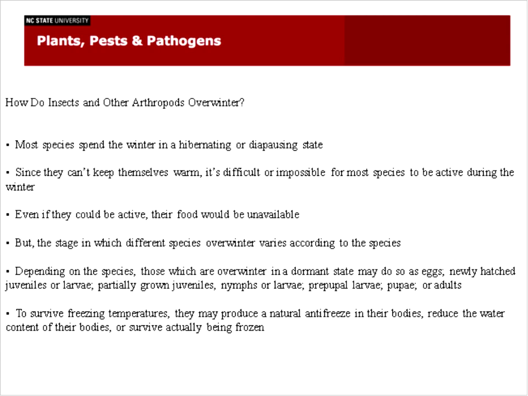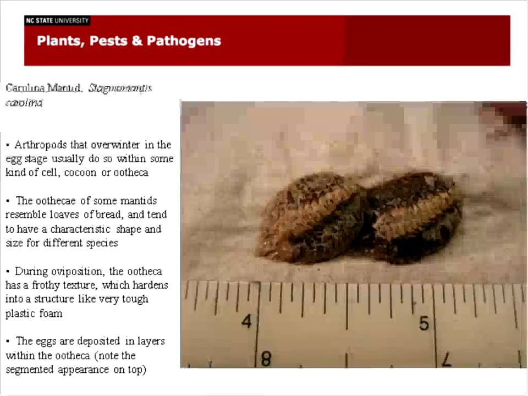You can have insects overwintering as eggs, newly hatched juveniles or larvae, partially grown juveniles, nymphs, larvae, prepupal larvae within a cocoon, pupae, or as adults. To survive the freezing temperatures they encounter in northern climates, insects may produce a natural antifreeze in their bodies, or they may reduce the water content of their bodies to a much lower level, or in many cases actually survive being frozen.